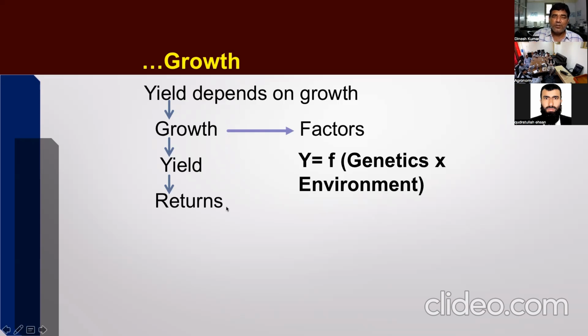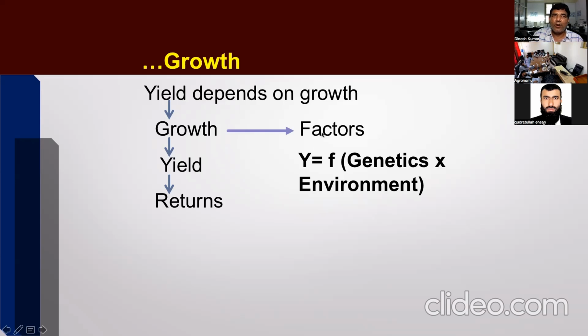To be successful in farming, we need optimum growth. And this optimum growth is affected by a number of factors. So factors which are affecting the growth are also affecting the yield. And these factors are also affecting the returns, the profit. So we need to understand the factors, or we need to optimize the level of factors.